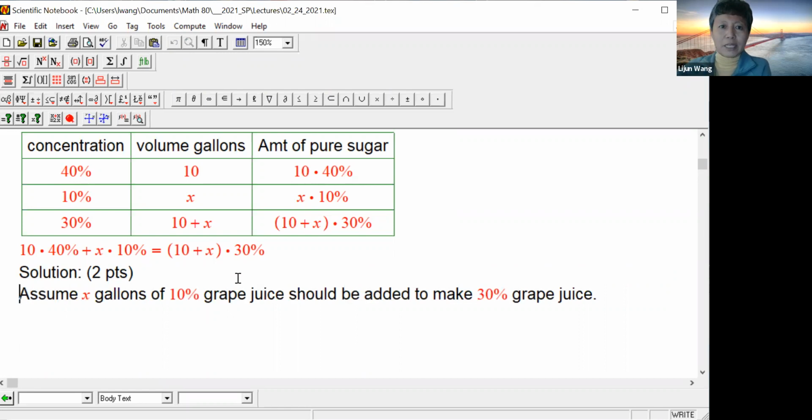But I absolutely need to see this. If you don't have this, you don't have that 2 points. You get it? And that's the same criteria for everybody.